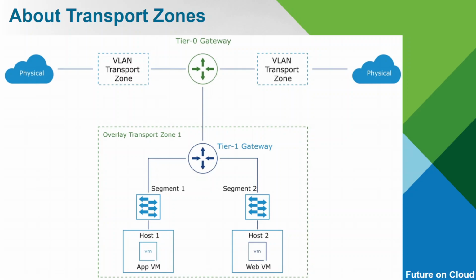The transport zone defines the span of traffic of a logical network over a physical infrastructure. It defines the potential reach of transport nodes. A transport zone can carry either overlay or VLAN traffic. As I said earlier, VLAN will be configured in upcoming videos. Just for reference, a VLAN transport zone is used to communicate between NSX Edge uplinks and the upstream physical router to establish north-south connectivity.